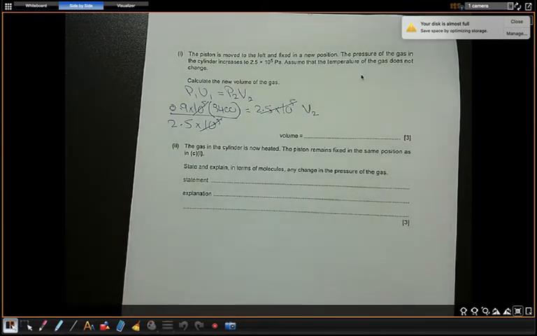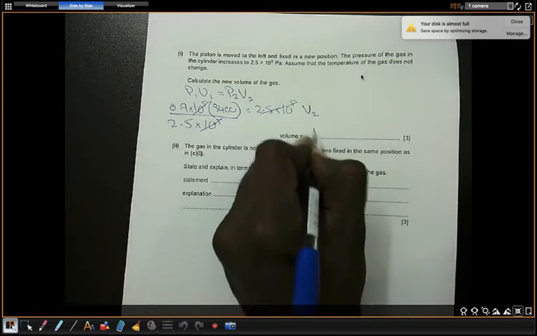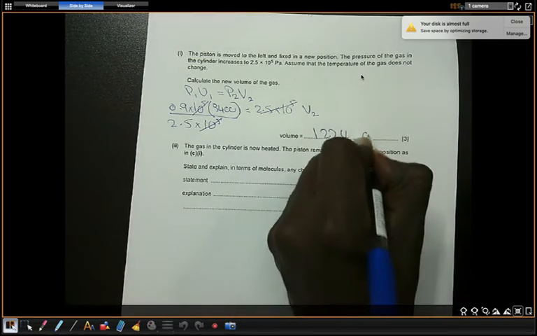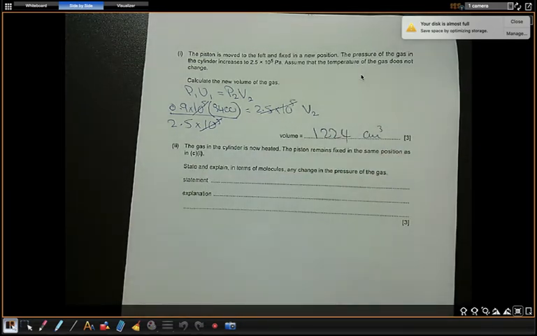Let me just get my phone's calculator real quick. 0.9 times 3,400 divided by 2.5. That's 1,224 cubic centimeters. Now the gas in the cylinder is now heated.